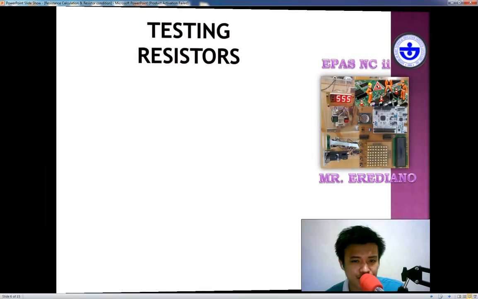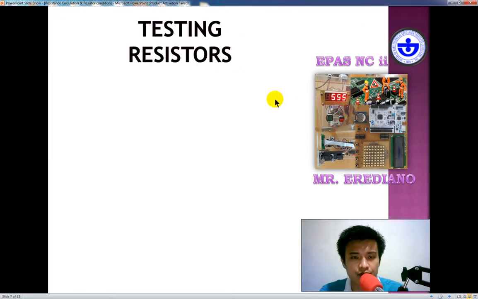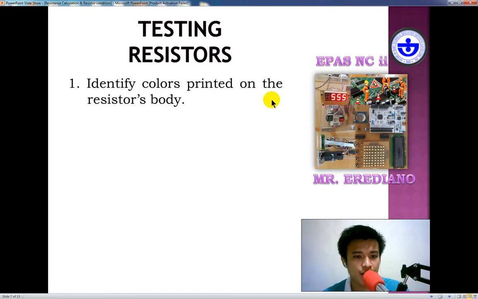And the next one, testing of resistors. Now, there are steps, things that you need to do in order to know the condition of the resistor. So, the first one we have here: identify colors printed on the resistor's body. You need to find out what colors are printed on its body, because those colors will give you a specific value. For example, there is a green, red, brown, and so on. So you have to list it down or try to identify the color. That's the first thing that you need to do.